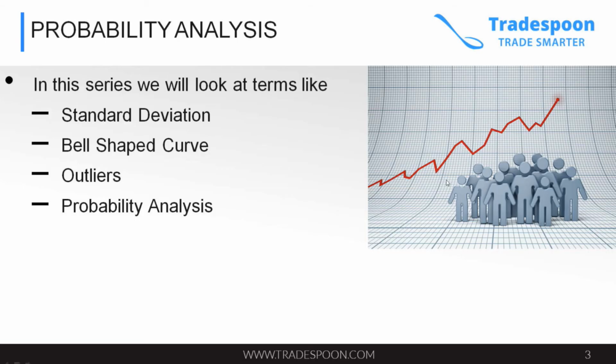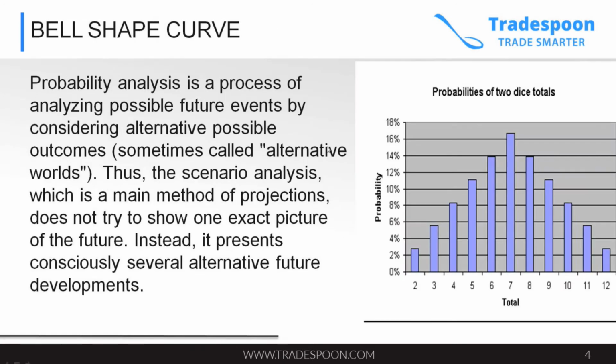In this series, we will look at terms like standard deviation, bell-shaped curve, outliers, and probability analysis. What is the bell-shaped curve, and why is it important to know probability analysis? The bell-shaped curve looks like the chart you see on your right, where you are rolling two dice. And you know when you roll two dice and you do it over and over again, number 7 will come out most of the time.